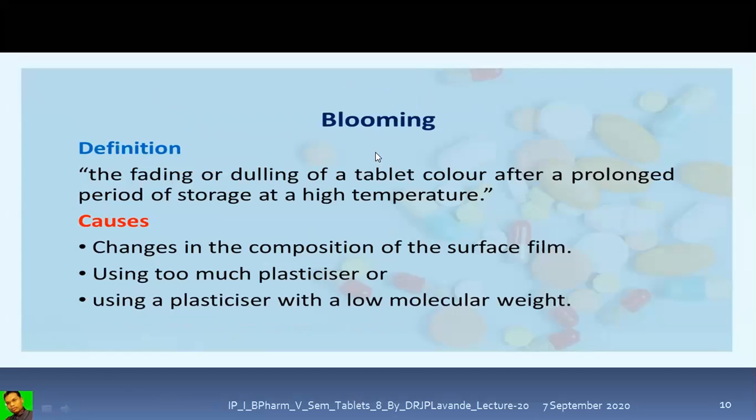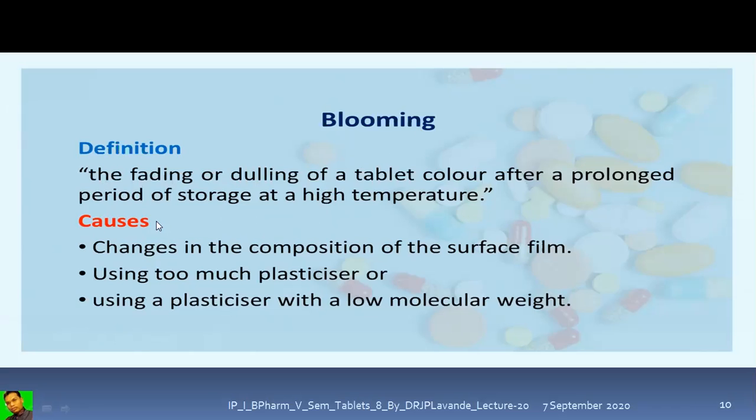Blooming. How can we define blooming? The fading or dulling of tablet color after a prolonged period of storage at room temperature. That is said to be blooming. It is the process of fading, the dulling of the tablet color after a prolonged period of storage at a high temperature. This defect is said to be blooming.